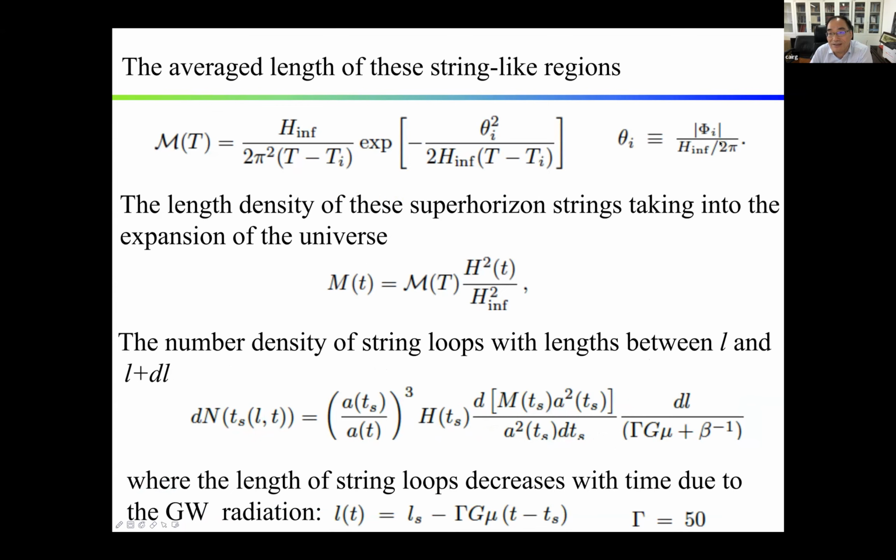Suppose the initial value, theta I, equals this one, then this gives the length density of the super-horizon string, taking into account the expansion of the universe. Due to the expansion of the universe, the number density of string loops with length between L and L plus dL is this one. Here, the length of string loops decreases with time due to the gravitational wave radiation. Gamma is a coefficient, equal to about 50 from the numerical simulation. And this can be calculated.